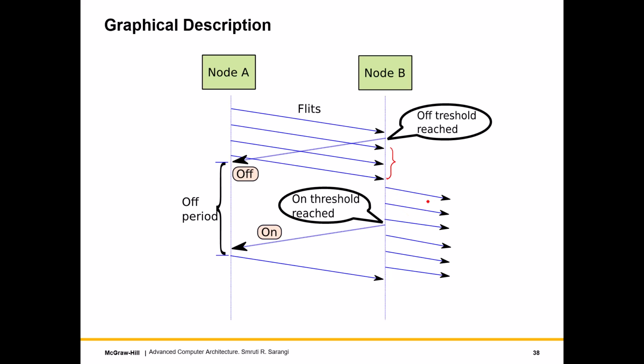Then several messages will be sent from B, so a lot of free flit buffers will be created. Then an on threshold will be reached. The on threshold basically means that at this point A can start sending. Once it gets the message, A will start sending. And so you can clearly see the period of quiescence over here, where A stops. Then A is asked to send. Why is it asked to send? Because a few more free flit buffers are created at B, and then A starts sending.